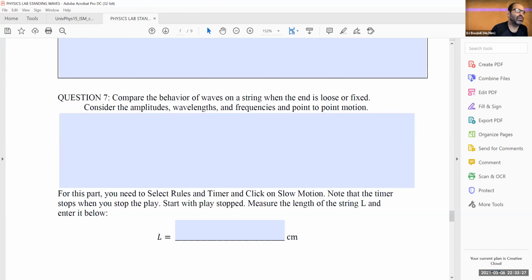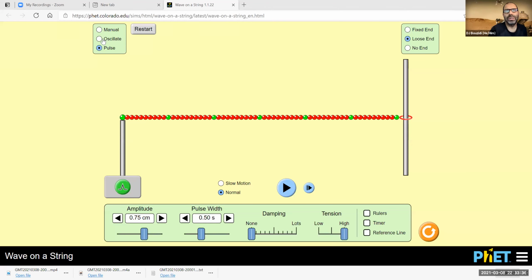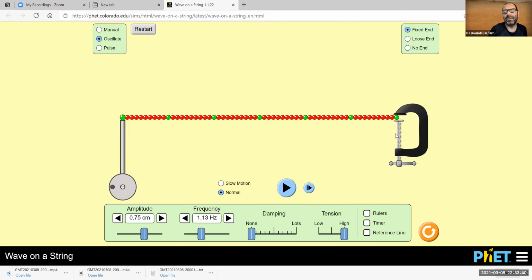So all you have to do for this part is, let me stop sharing and go back and share with you the screen, is first of all, we're paused, so we're good. We're changing it to fixed, probably, okay? And we're going to change this one to 3 Hertz. They told us to do that. And the damping is none. The tension, keep it as is. We were not to ask about it.